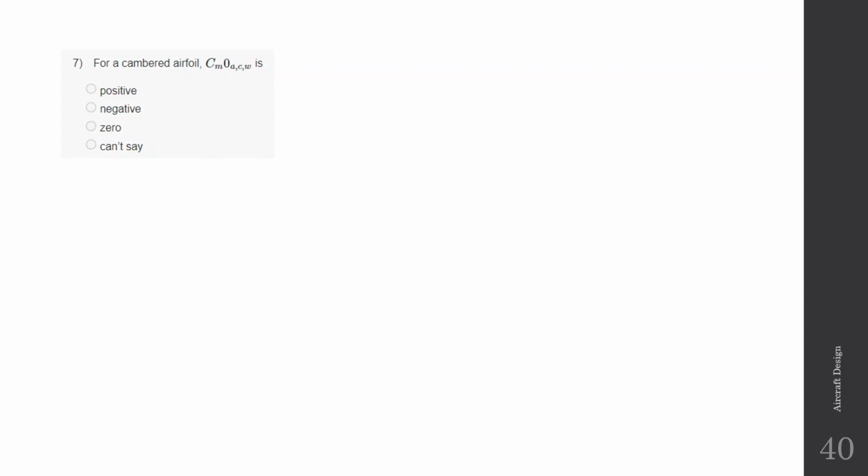Moving to the next one. For a cambered aerofoil, what is Cm not AC? Like up till now what I've discussed, the answer is negative. For symmetric ones, obviously it is 0. For cambered it is less than 0, and for reflex it will be more than 0.